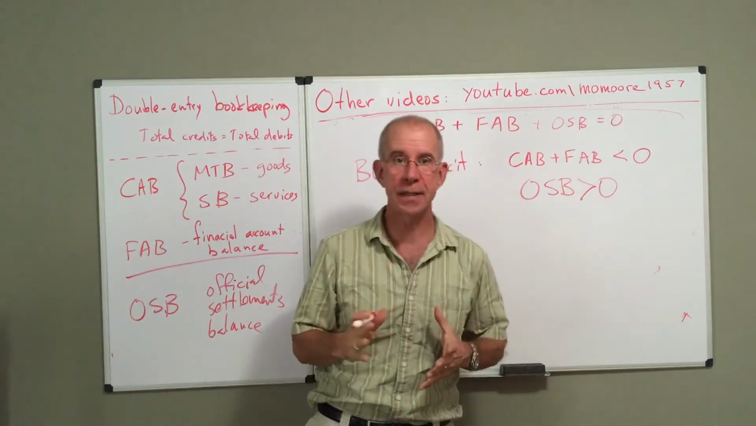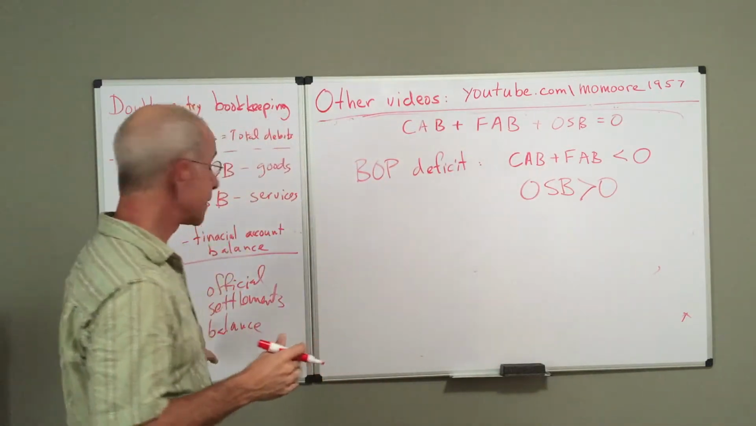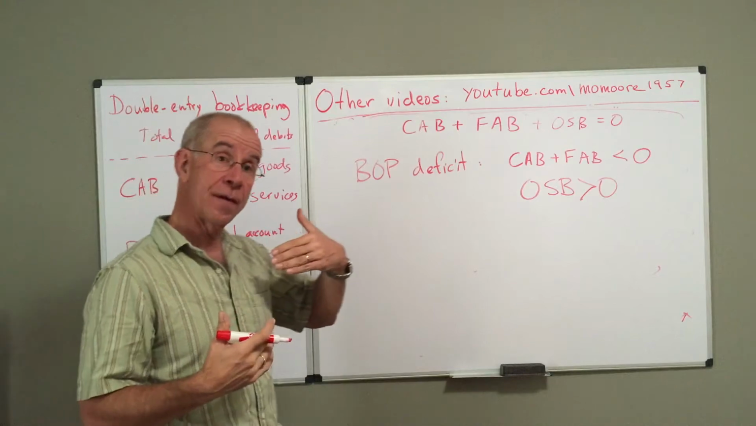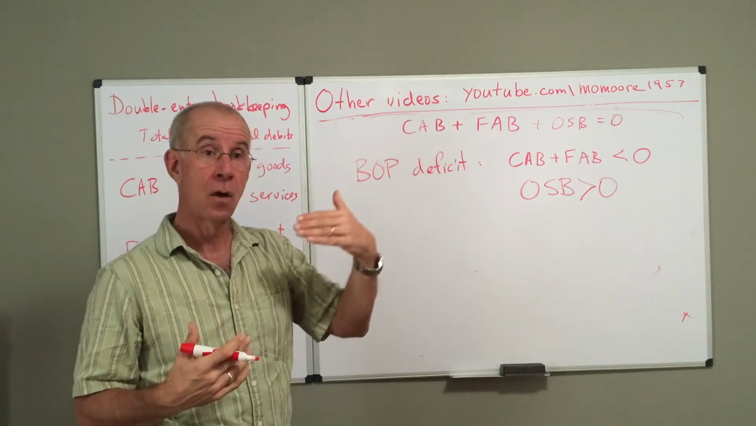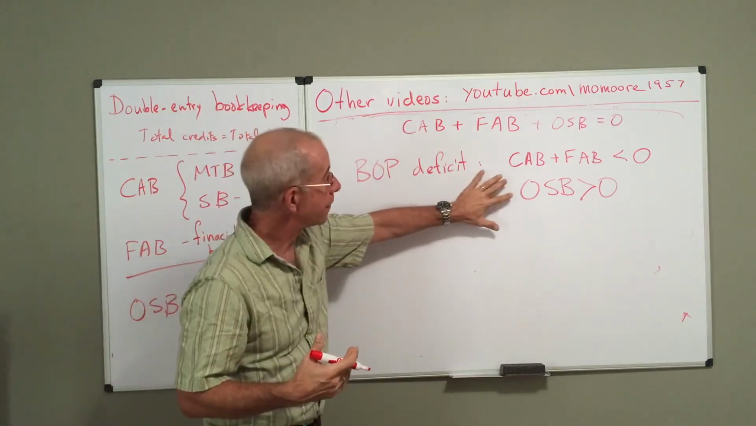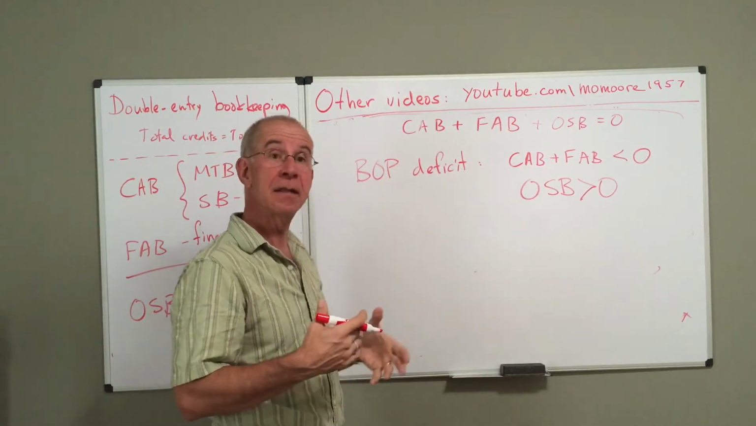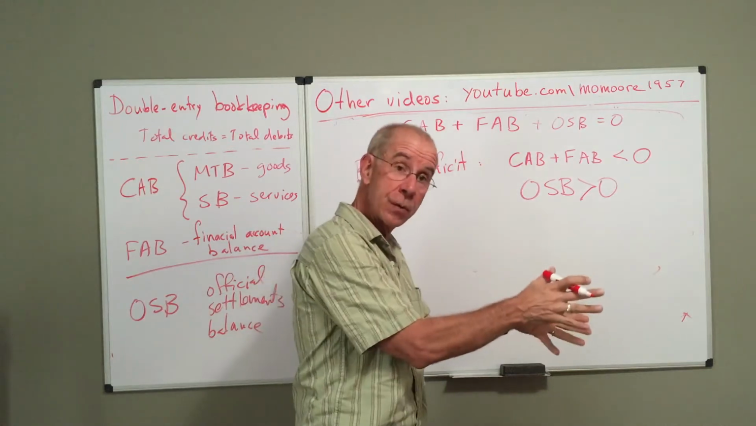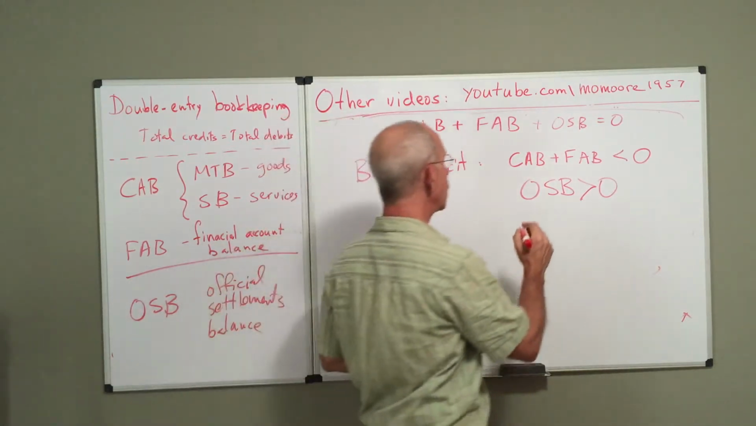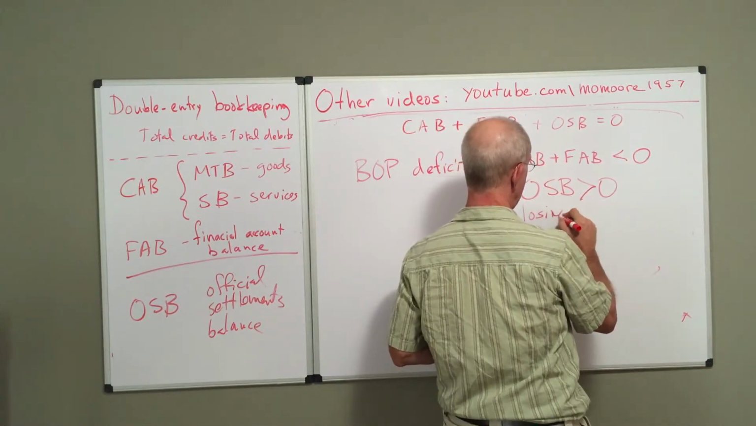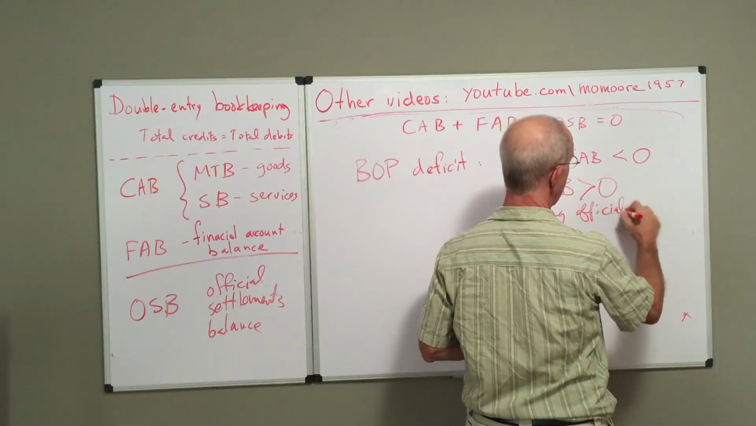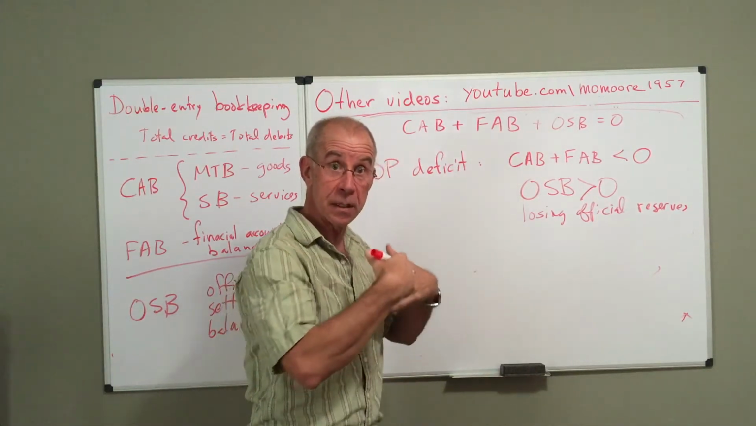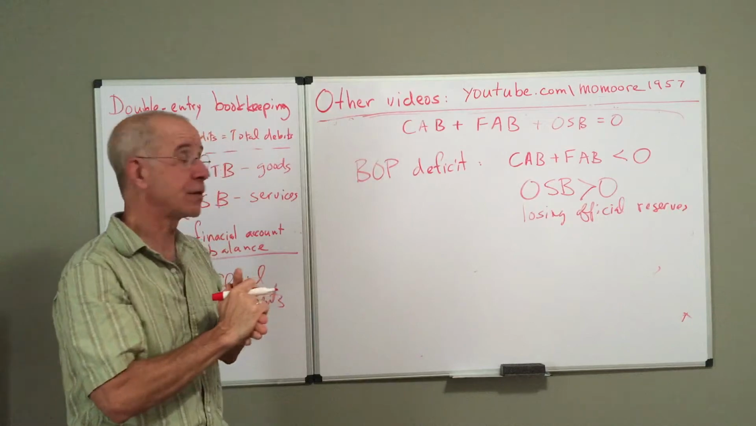Now, from this relationship up here, that necessarily means that the OSB is in surplus. Now, what does that mean? Recall that the official settlements balance reflects transactions by the central bank or central government where they are selling or buying official reserves. An official settlements balance that's positive means that the central authorities are selling more official reserves on the international market than they're buying. They are losing or selling official reserves because they're exporting them. OSB in surplus means that there's an export of official reserves.